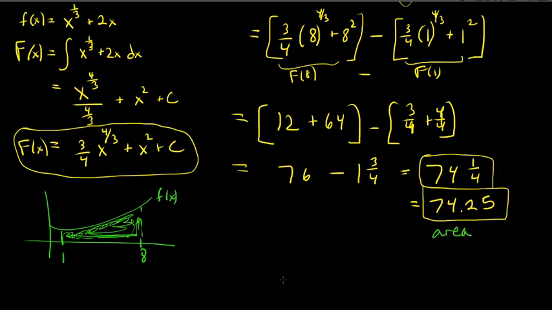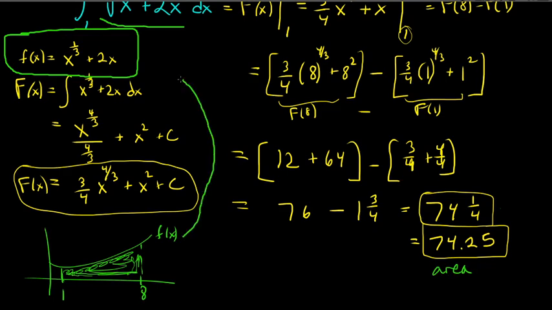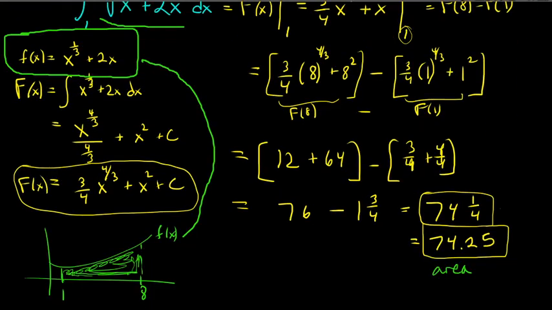This is an area under this curve up here, right? This function here. So yeah, I graphed this function very poorly, I might add, and the area under that from 1 to 8 is this number here, 74.25. Okay, yeah, I guess we should do one more. So I'll do that in a second.